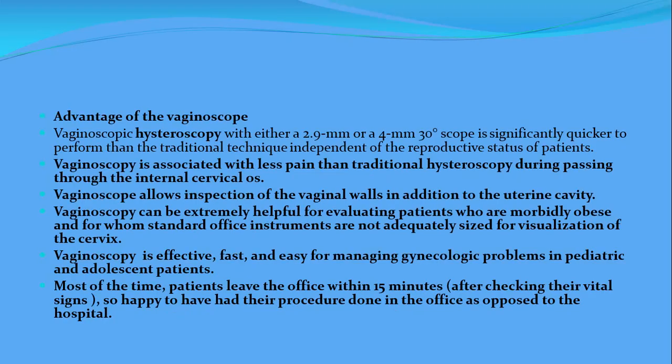Advantage of the vaginoscope. Vaginoscopic hysteroscopy with either a 2.9 mm or a 4 mm 30 degrees scope is significantly quicker to perform than the traditional technique, independent of the reproductive status of patients. Vaginoscopy is associated with less pain than traditional hysteroscopy during passing through the internal cervical OS. Vaginoscope allows inspection of the vaginal walls in addition to the uterine cavity. Vaginoscopy can be extremely helpful for evaluating patients who are morbidly obese and for whom standard office instruments are not adequately sized for visualization of the cervix.